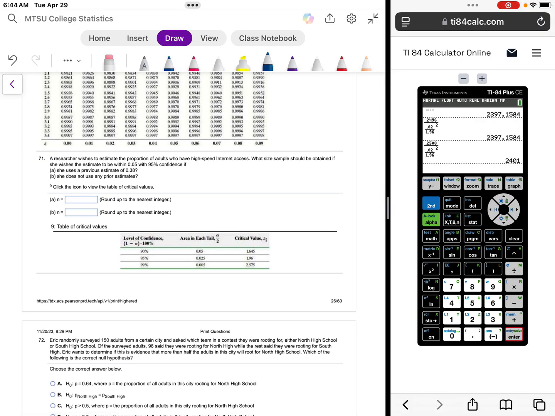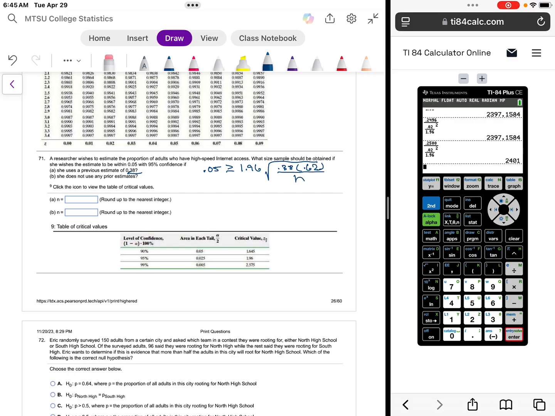A researcher wishes to estimate the proportion of adults who have high-speed internet access. What sample size should be obtained if she wishes to estimate to be within 5% with 95% confidence? And again, use the previous estimate of 0.38. So again, since I'm dealing with percentages, I am dealing with the fraction that has everything underneath the whole square root symbol. So my margin of error, 0.05, 95% confidence, 1.96, square root, and now this is where I use the 0.38. 1 minus 0.38 is 0.62.